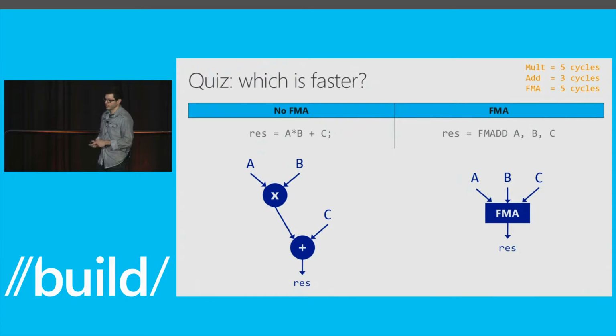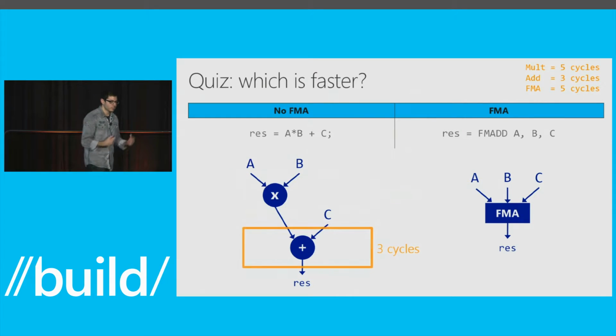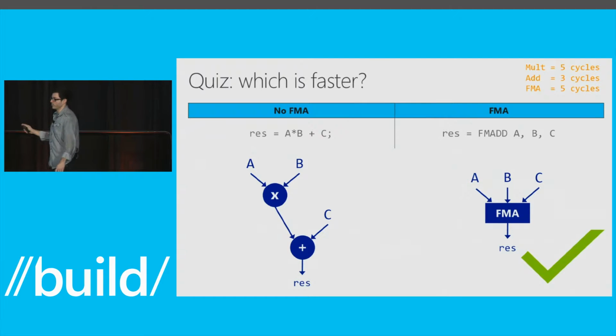The way of looking at this is you can just draw the tree of dependencies of what's going on. This is internally what we do with the compiler. On the left-hand side, you're multiplying A and B, and you're adding C to it. On the right-hand side, you're doing A times B plus C using a single FMA operation. You can just count the cycles based on this dependency tree. On the left-hand side, 5 cycles for the multiply. The add has to wait until the multiply is finished, then takes another 3 cycles. The thing on the left takes 8 cycles, whereas the thing on the right only takes 5 cycles. The FMA code is going to run significantly faster than the non-FMA code. This is really easy.